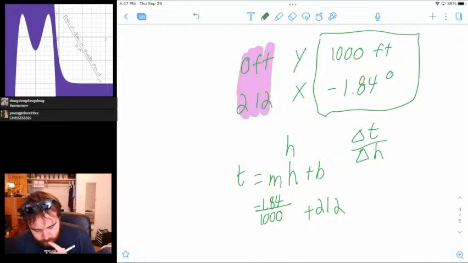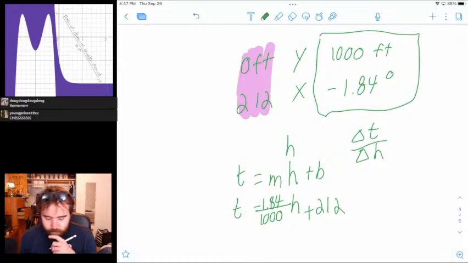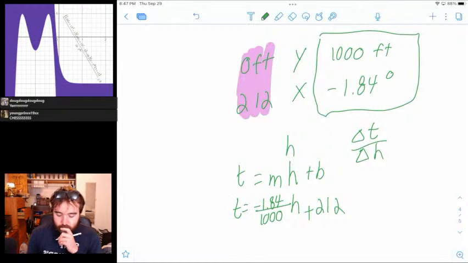That's equal to the slope, which is 1.84 over 10,000. Yeah, is it 10,000? Wasn't it just... I thought it was a 1,000 feet increase. Oh, it was 1,000. My bad. Is equal to t. I'm gonna keep it real. I have no idea how we got here.